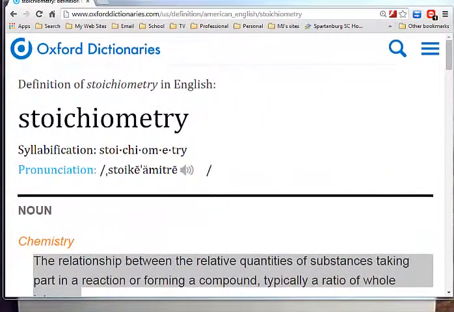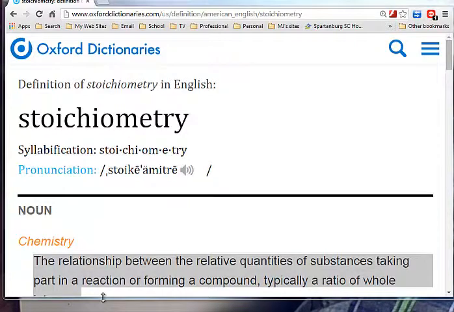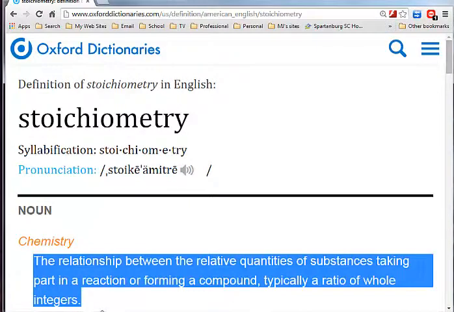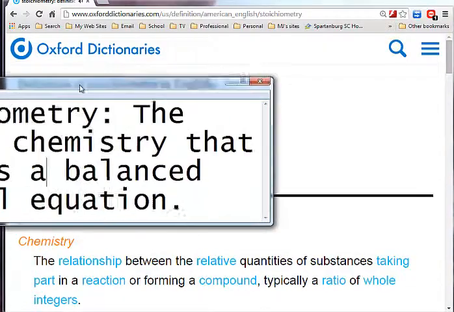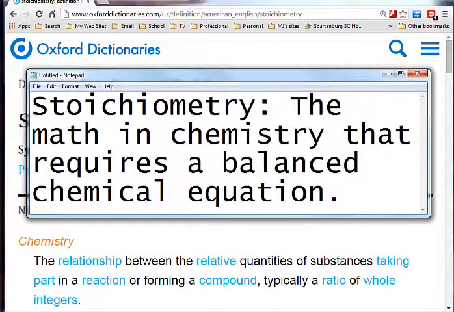This is what the Oxford Dictionary says is stoichiometry: the relationship between relative quantities of substances taking part in a reaction or forming a compound, typically a ratio of whole integers. This is the definition that I usually use: the math in chemistry that requires a balanced chemical equation. These relative quantities in the dictionary definition are the coefficients in a balanced chemical equation.